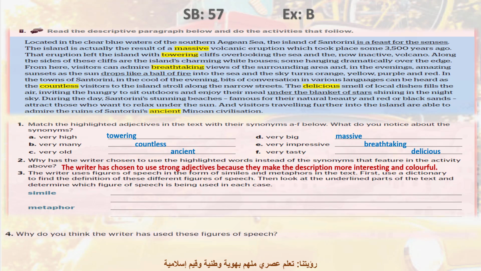Now let's move to question number 3. The writer uses figures of speech in the form of similes and metaphors in the text. Look at the underlined parts of the text and determine which figure of speech is being used in each case. The underlined parts are as follows. The island of Santorini is a feast for the senses.